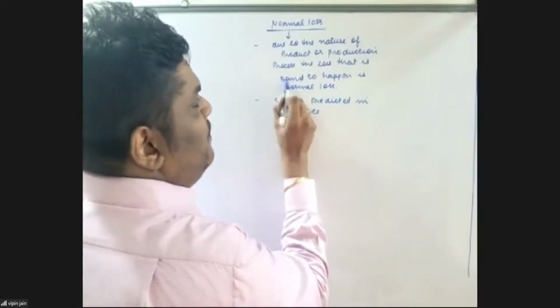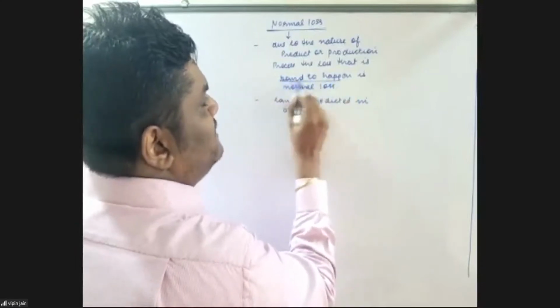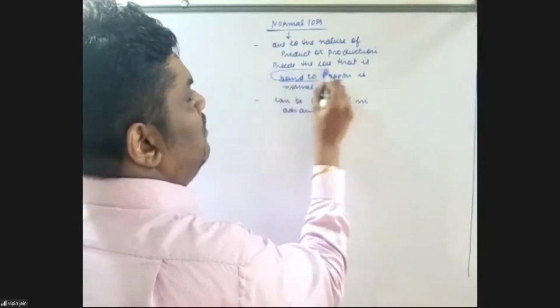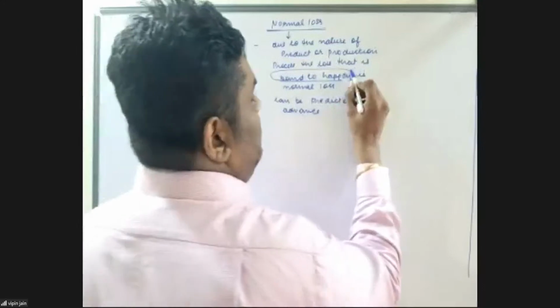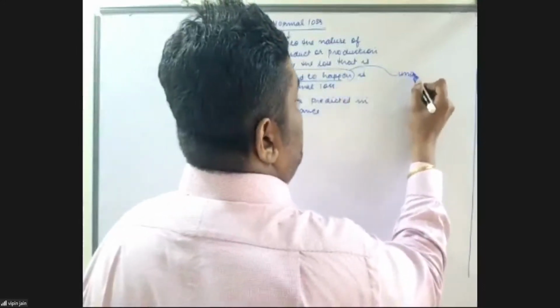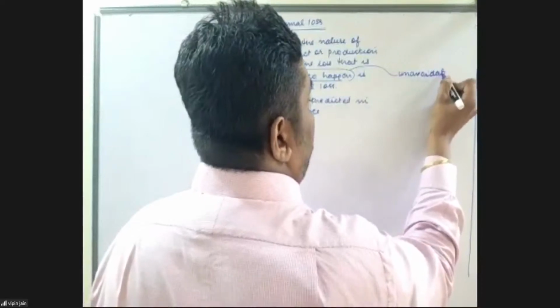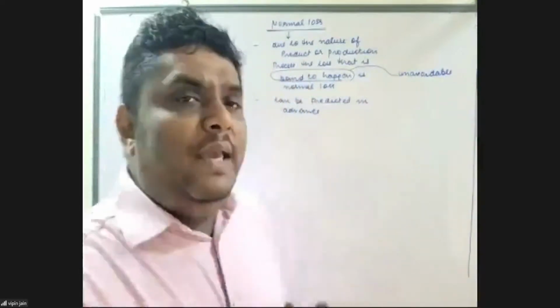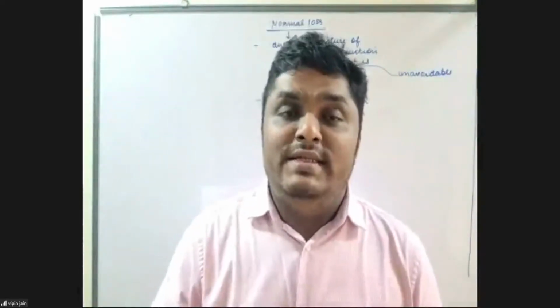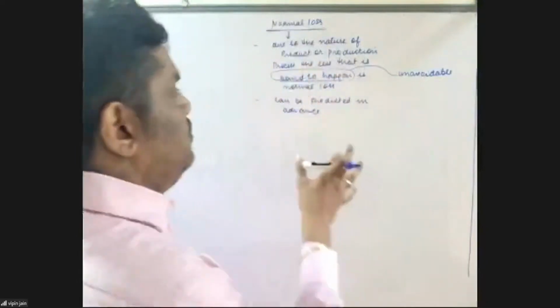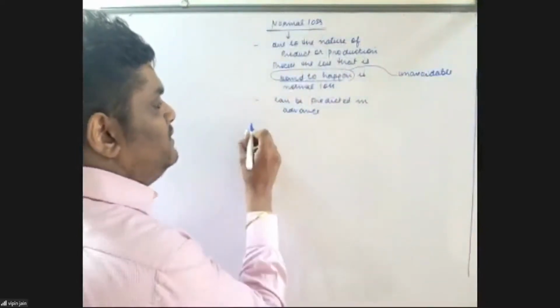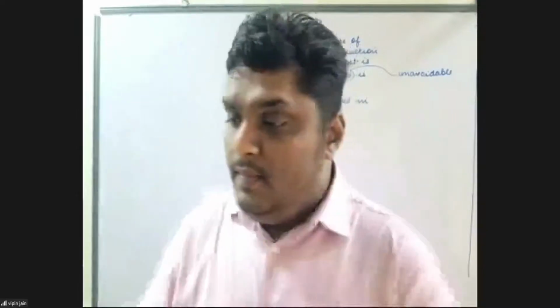As I said, it is bound to happen, so we can call it unavoidable also. I've used one. So this normal loss is what we call unavoidable. हम लोग चाह के भी नॉर्मल लॉस अवॉइड नहीं कर सकते. So it can be predicted well in advance.